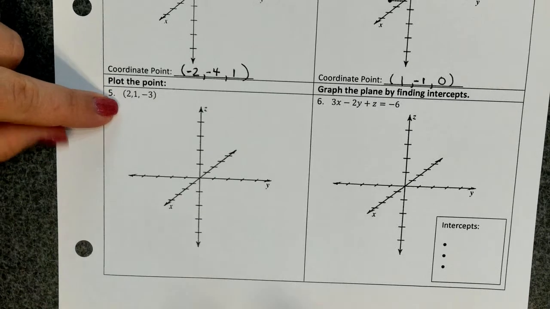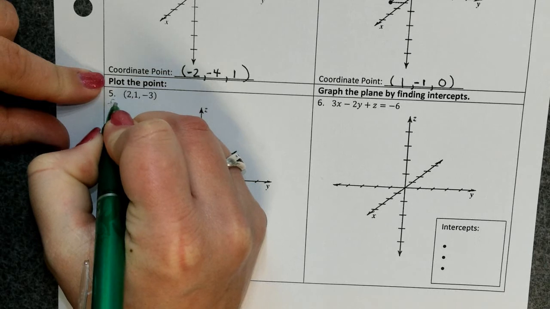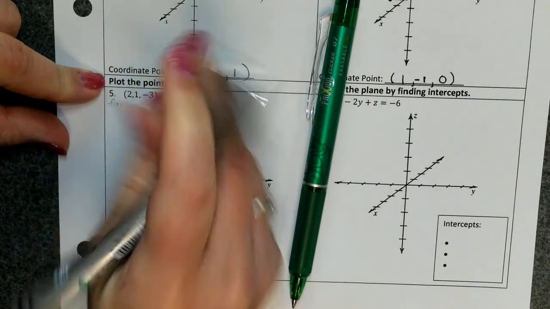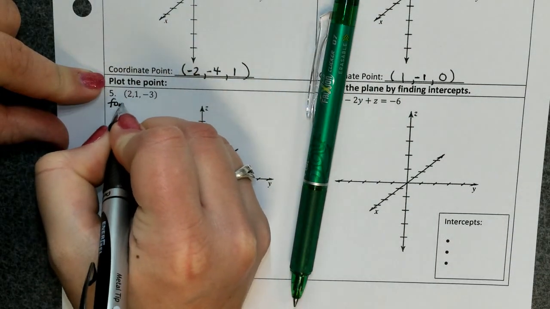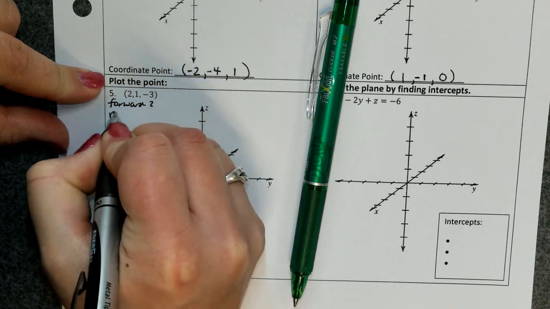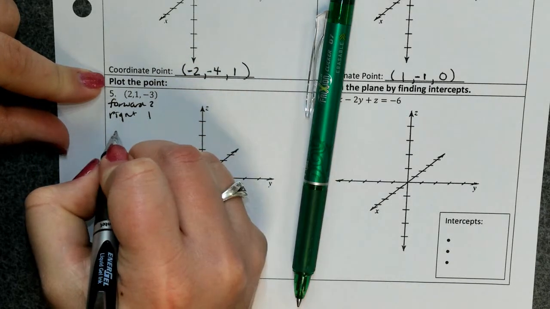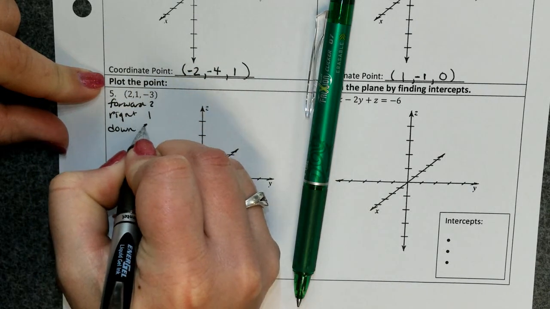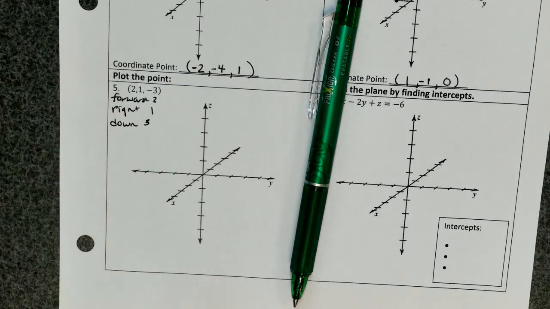Number 9. So you're going to go forward 2. Forward 2. And then I'm going to go right 1 on Y. Forward 2. Right 1. And then down 3. And down 3. Very good. So those are the 3 directions that we are moving.